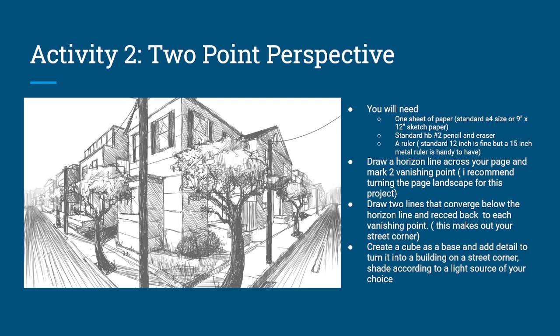Practice drawing buildings on that street corner. You can also practice drawing light posts. They get smaller as they recede in the distance, or trees, same deal. Again, shade it. Use a light source. Look at reference images of streets and things to get a better idea of lighting, and do your best.